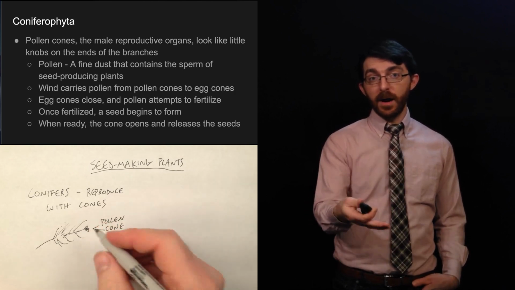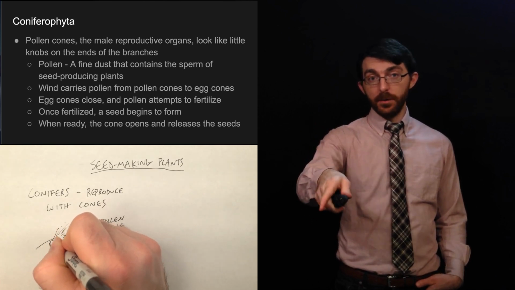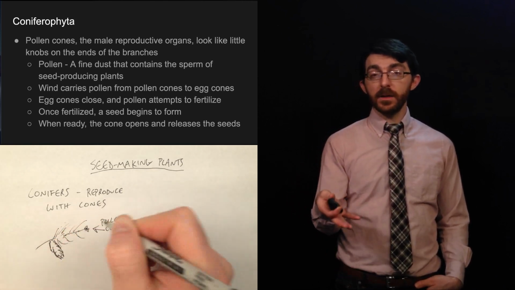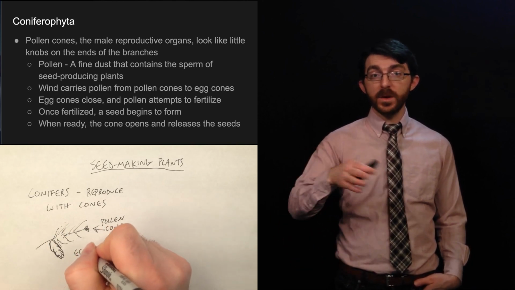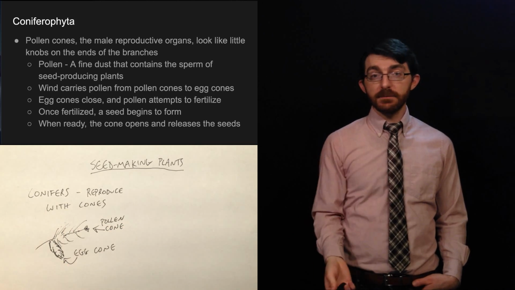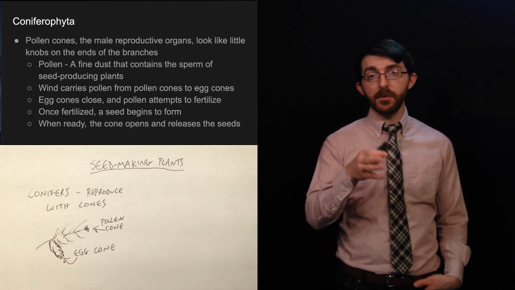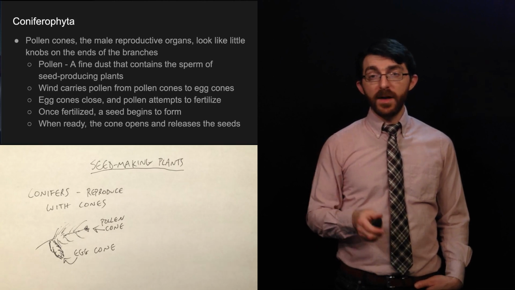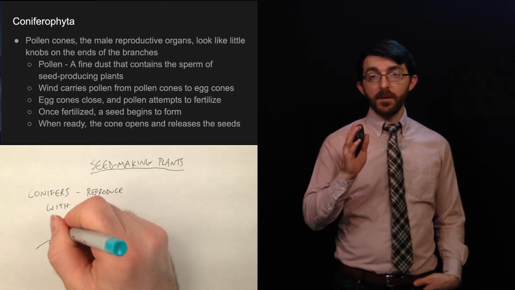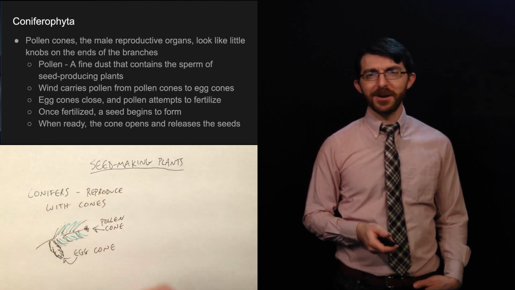Wind can carry pollen from a pollen cone to an egg cone. So the egg cones close, the pollen attempts to fertilize the eggs, and once fertilized, a seed begins to form. When it's ready, the cone opens up and it releases the seeds. So that would be the reproductive cycle of a conifer or an evergreen, part of Coniferophyta. Coniferophyta would probably be a better way to say that.